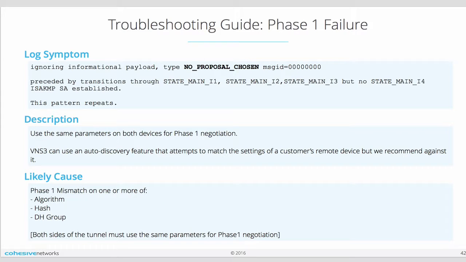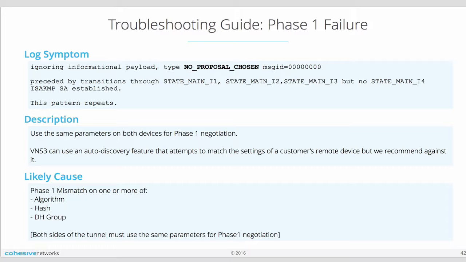So then the log says for phase 1, it says no proposal chosen. You're mismatching on one or all of the phase 1 parameters: algorithm, hash, and Diffie-Hellman group. There's two things to do there. If you'd gone in and put explicit phase 1 in the params box and it's not working, then what that means is they don't understand how policies are proposed by their device.